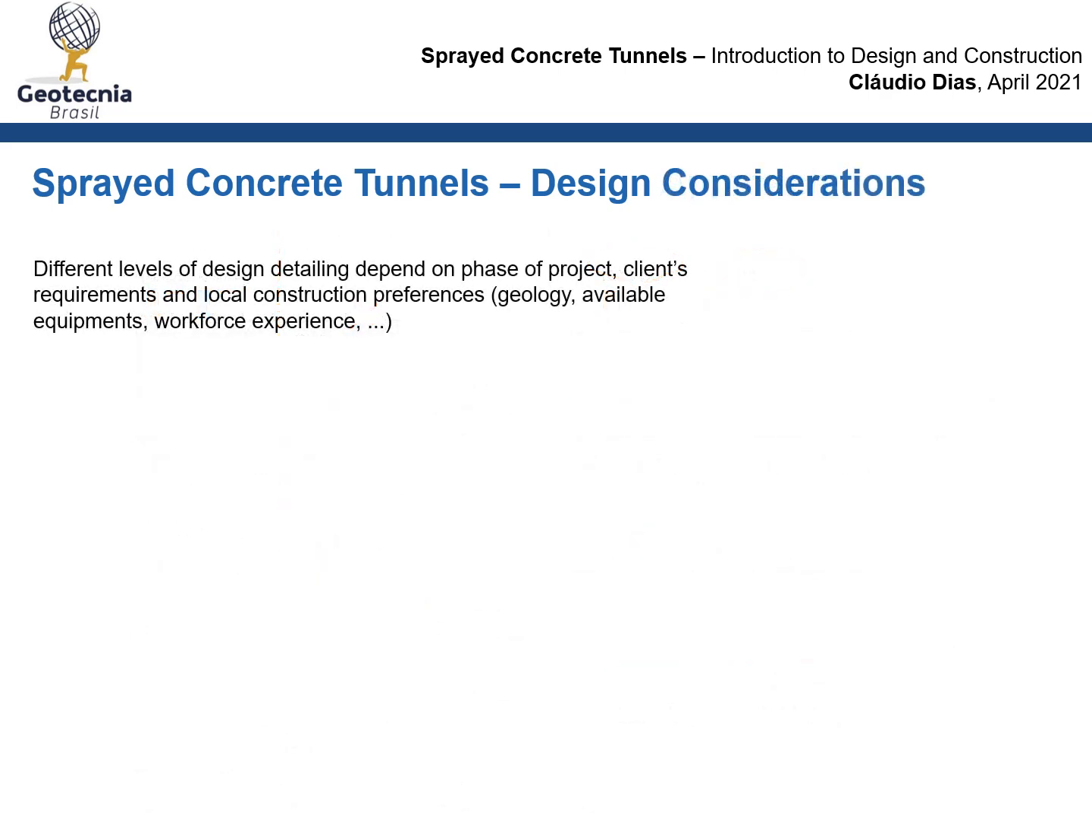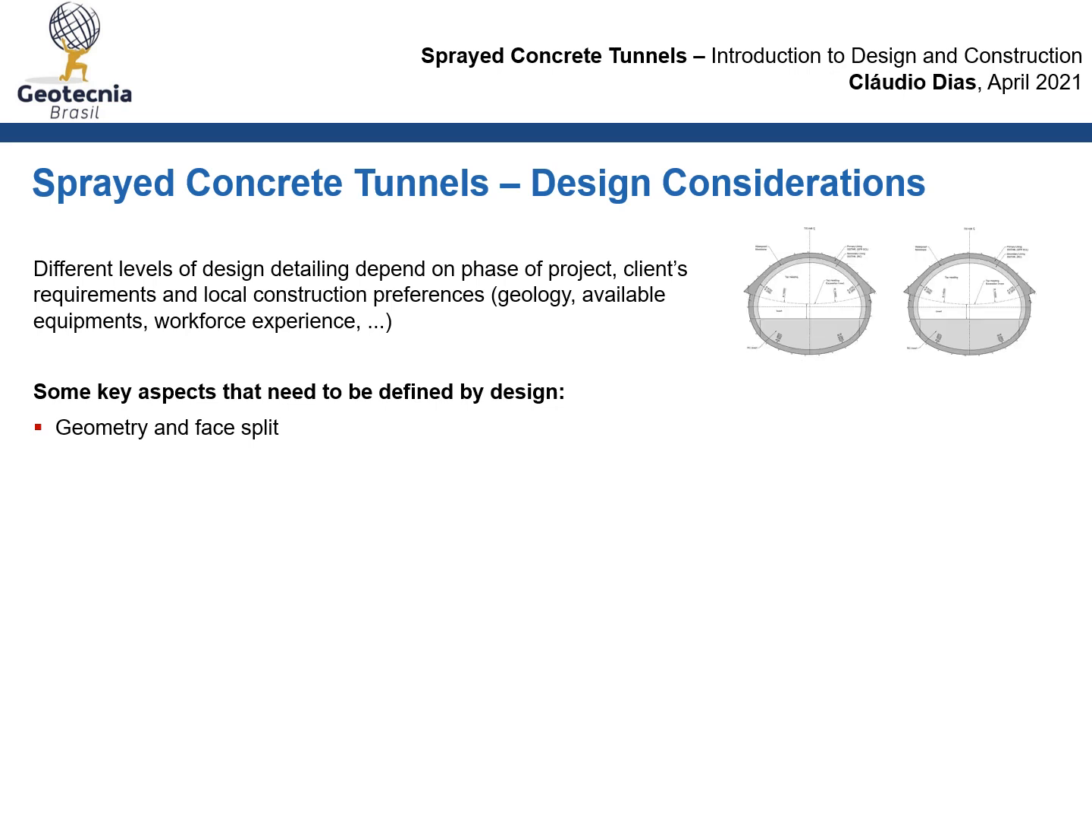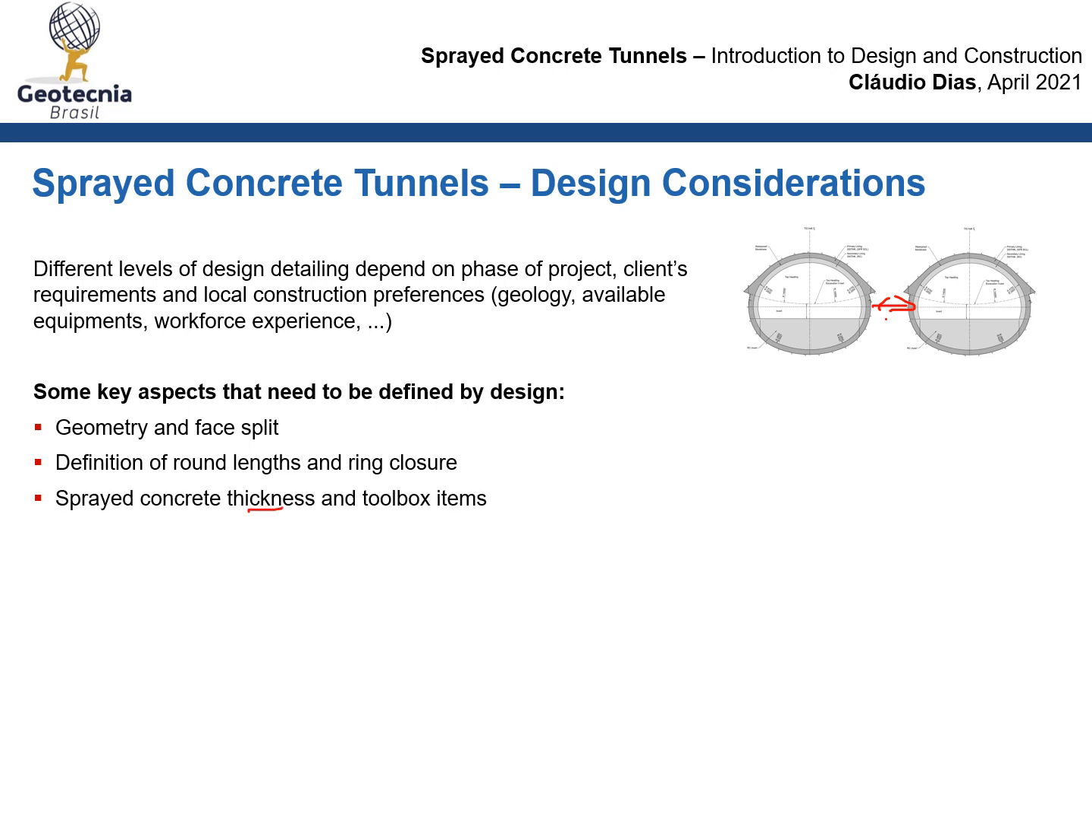Moving now to design considerations of SCL tunnels. The level of detail of design depends obviously on the phase of the project, client requirements, and local construction preference. Key aspects that need to be defined by designers start with definition of the geometry, normally driven by space proofing requirements, and the phase split, driven normally by the size of the tunnel and stability. In this example, we have two tunnels. It's also very important in this case to assess the minimum distance between these two tunnels to ensure stability. Definition of round lengths and of enclosure, as we saw in a few slides before. SCL thickness and toolbox items.